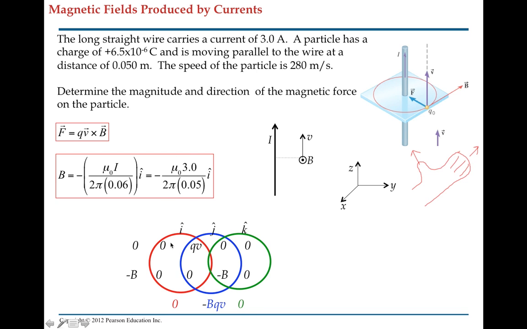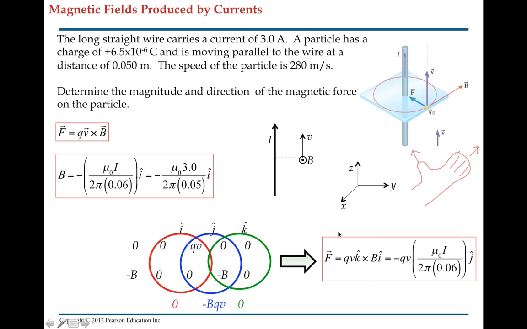If I do the cross product, this is going to give me 0 for the i hat, and QV times minus B for the j component, and 0 of course for the k hat. So the force, as we predicted here, is going to be along minus j hat, because that's my Y in here. If I finish the cross product, that would be my answer here.